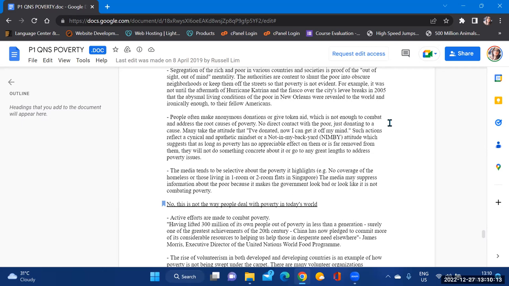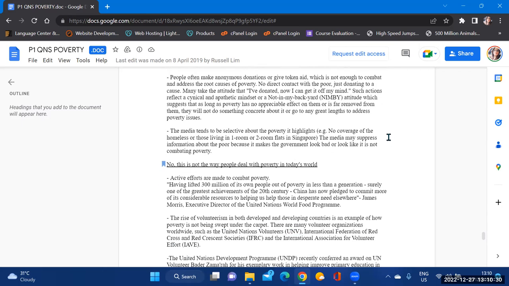The authorities are content to shunt the poor into obscure neighborhoods or keep them off the streets so that poverty is not evident. There are many examples you can Google up for case studies. And then people often make anonymous donations or give token aid, which is not enough to address the root causes of poverty, the original causes, the origins. No direct contact with the poor, just donating to a cause. Many take the attitude that I've donated, now I can get it off my mind.